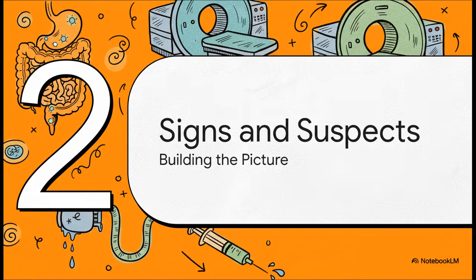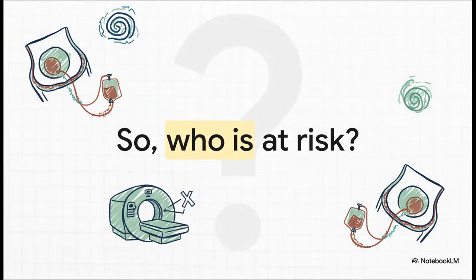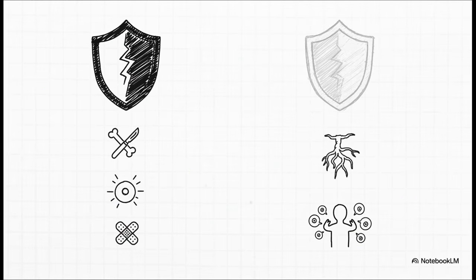Okay, now we get to the really interesting part, the actual detective work. To start building a case, we need to look at two things: who's most likely to get these conditions, and what clues are their bodies giving us? You know, the first question any clinician is going to ask is, hey, does this patient even fit the profile? So who's most at risk for developing these problems? And it really boils down to two main things.